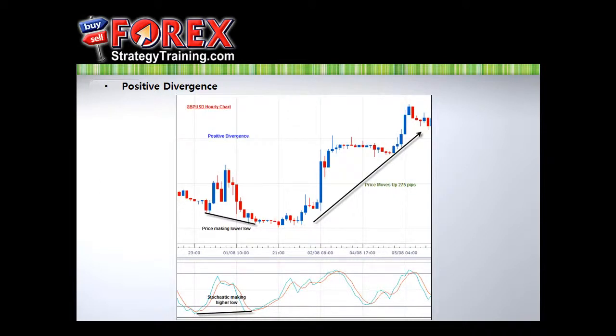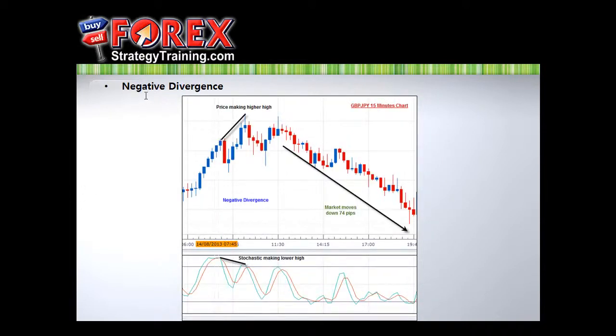Okay, so what about negative divergence? With a negative divergence, you can see the price makes a higher high, while the stochastic makes a lower high. This is what we call a negative divergence. That means the price is going to move down. You can see this is on the pound yen 15-minute chart, and the price actually moved down 74 pips after the formation of this negative divergence. And that's how amazing this divergence strategy works.